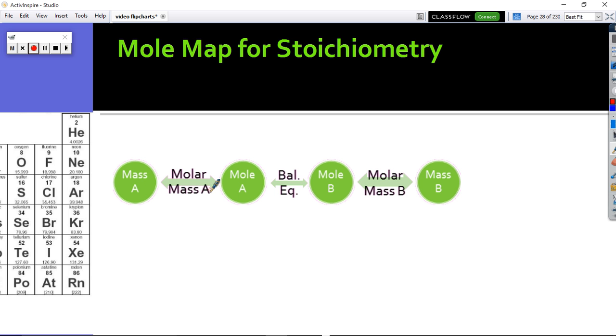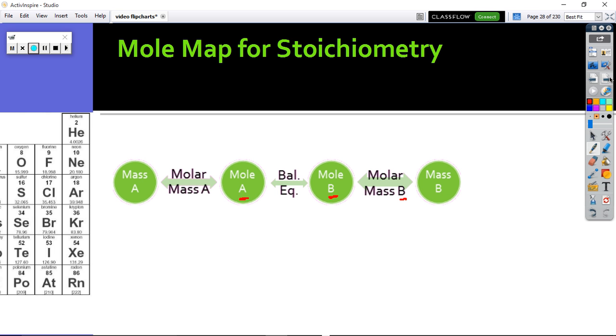Then you can go from moles of A to moles of B, which means moles of one kind of compound to moles of something new, using the balanced chemical equation. Those are the coefficients. Then you can go from moles of B to mass of B, compound B, as long as you're using the molar mass of compound B. So we have 1, 2, 3 steps that we can use. Let's try this on the next problem.